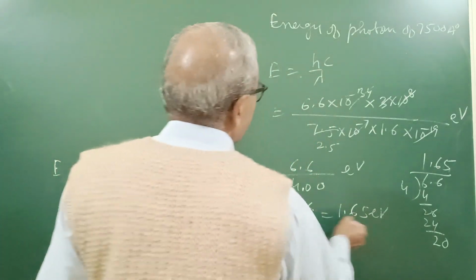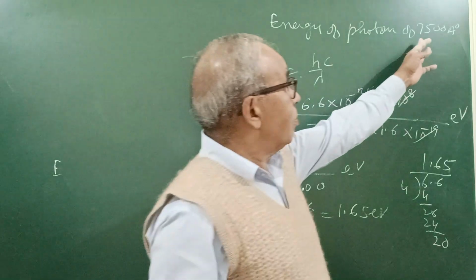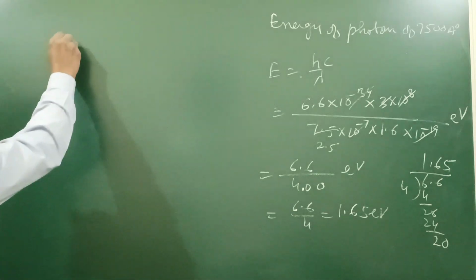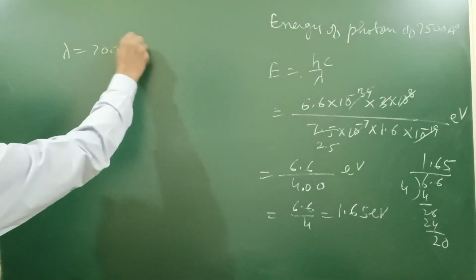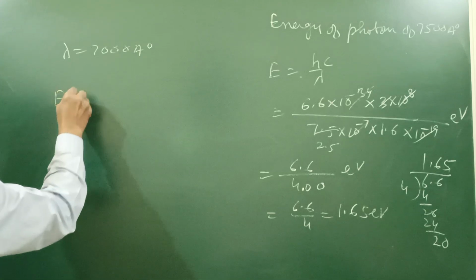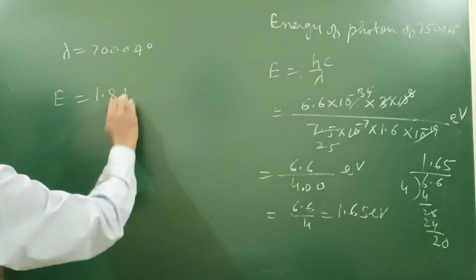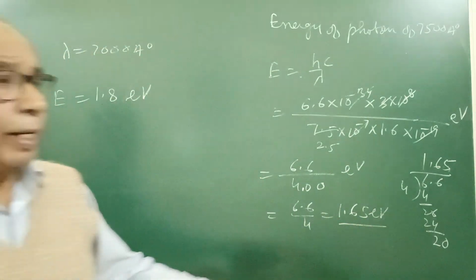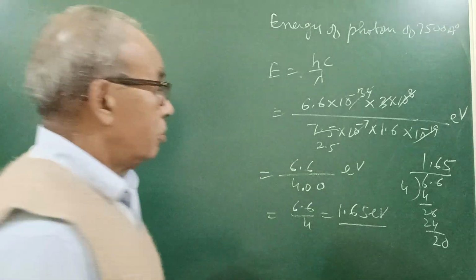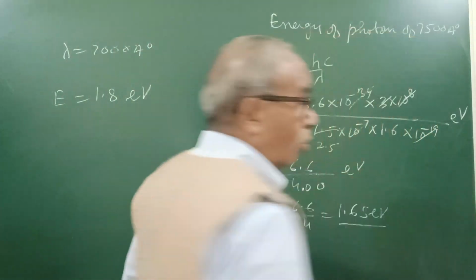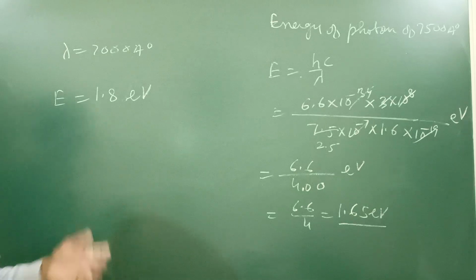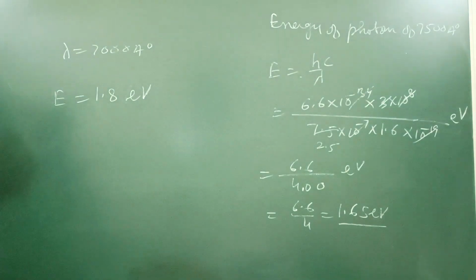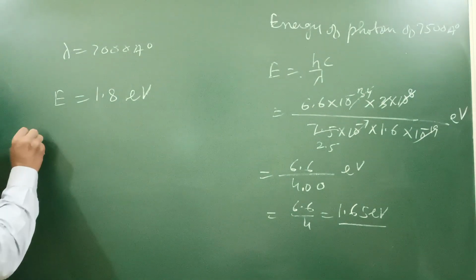So this is the lowest actually. In general, we take up to 7,000 angstrom. If lambda is equal to 7,000 angstrom, then this E will be nearly 1.8 electron volt. It goes into the region of infrared heat radiation. The radiation carrying heat energy has longer wavelength, and the energy of a photon carrying heat energy is less than that of visible light.